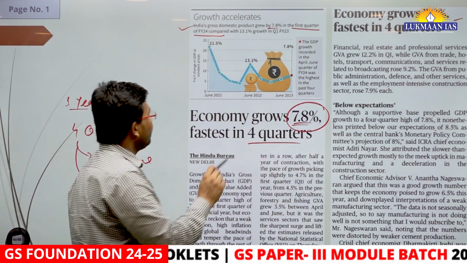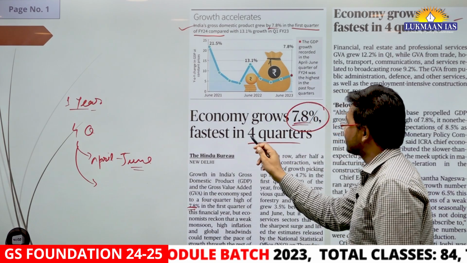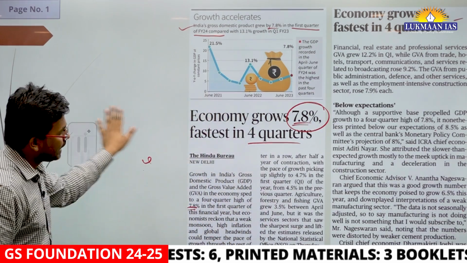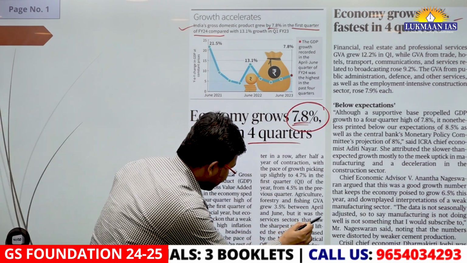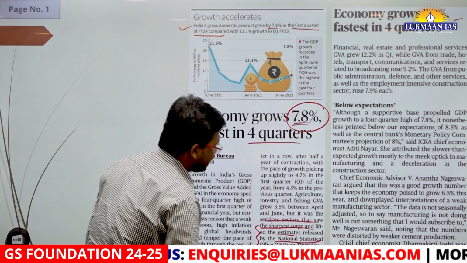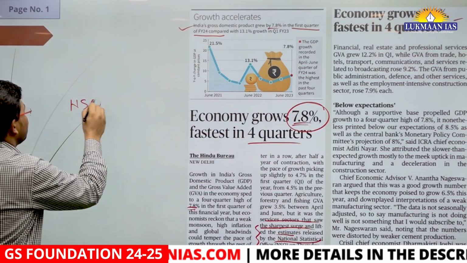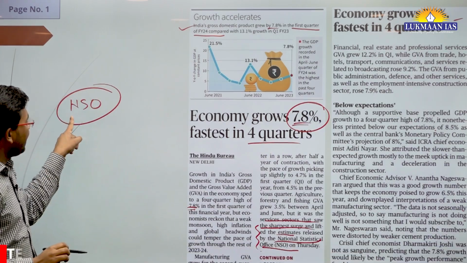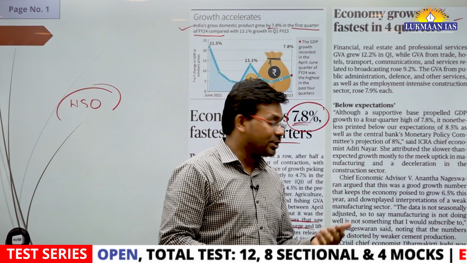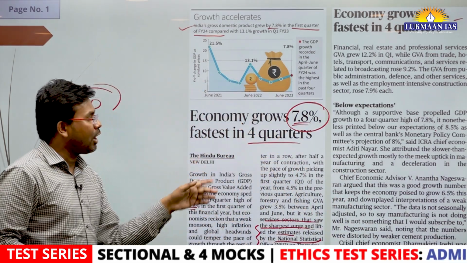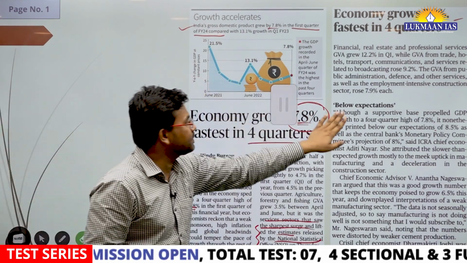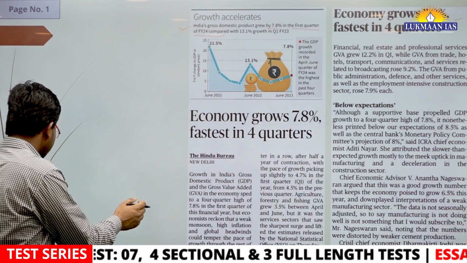So they say the economy has grown fastest in 4 quarters, but they have taken into account just 1 year of data. It was the services sector that saw the sharpest surge and lifted the estimates released by the National Statistical Office. This GDP data is released by the NSO, and they say that the manufacturing and construction sectors have seen a dip, while the services sector has gone up, and because of that there was an overall increase. So this is all in this article.